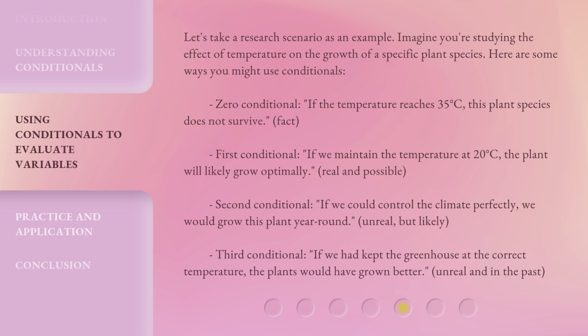Real and possible. Second conditional: if we could control the climate perfectly, we would grow this plant year-round. Unreal, but likely. Third conditional: if we had kept the greenhouse at the correct temperature, the plants would have grown better. Unreal and in the past.